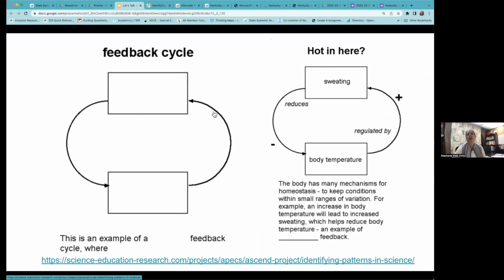So it's a good graphic organizer, and it gives our kids this chance to verbalize it. Like I said, you could have positive and negative Post-it notes in one color. You could have Post-it notes in another color, and they could quickly do a feedback cycle.